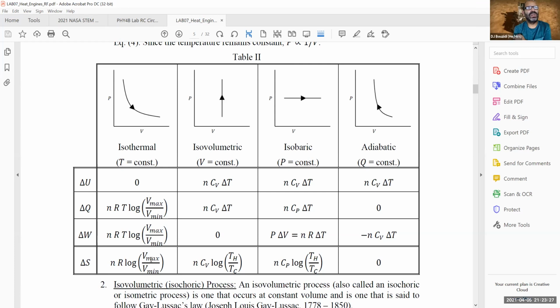Otherwise, you get wrong answers all over the place, especially for the exam, which means that for the exam, you have to bring a calculator with you, and that calculator better be able to do natural logs because you will need it. Okay, you will need that calculator. Please make sure it's fully charged.